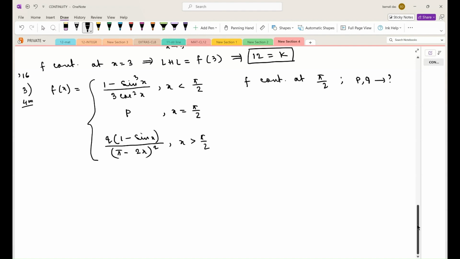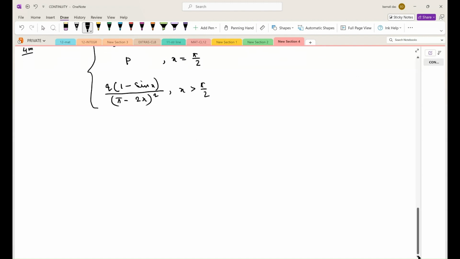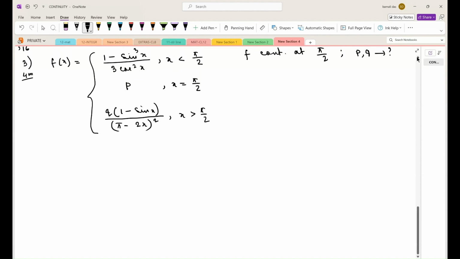As you can see, the sums of continuity are basically sums of calculating limits. So if your chapter on calculation of limits is thorough, then continuity won't be a problem at all. Anyway, here the continuity is discussed at the point pi by 2, and you can see there are two different branches for x less than pi by 2, x greater than pi by 2. So this will give us our left hand limit and this will give us our right hand limit. Okay, so let's start.